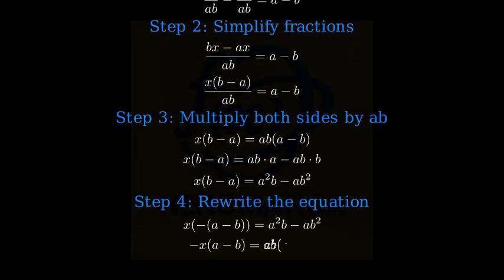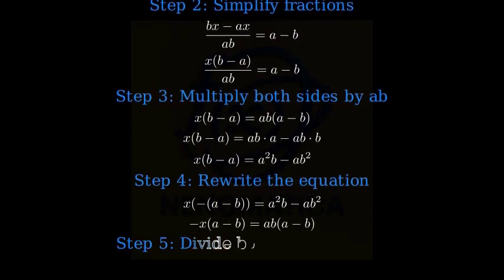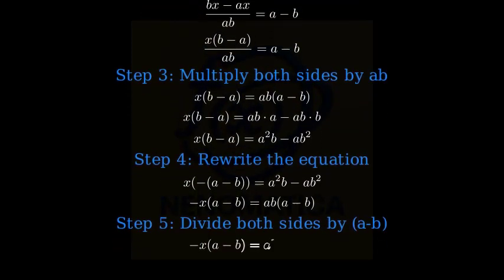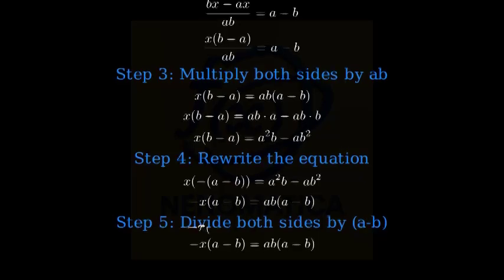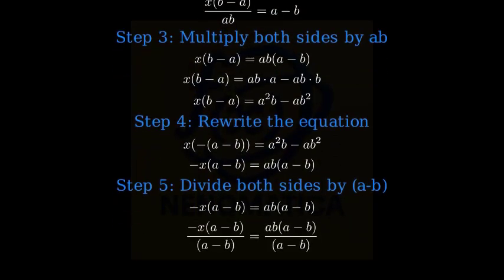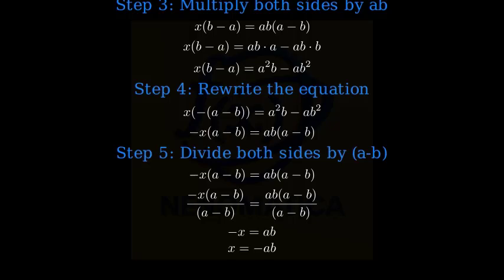We can rewrite this as x times negative 1 times (a minus b) equals ab times (a minus b). Now we're ready to solve for x. We have negative x times (a minus b) equals ab times (a minus b). Let's divide both sides by a minus b. This gives us negative x equals ab, or x equals negative ab.